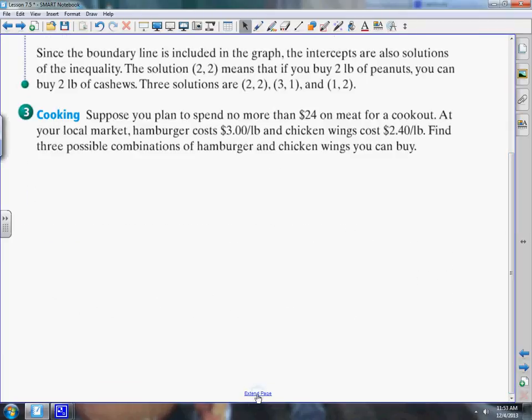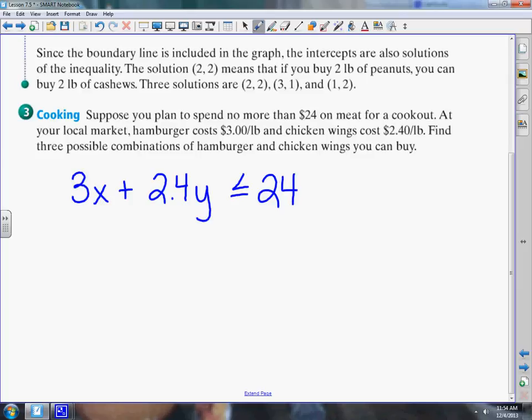Suppose you plan to spend no more than $24 on meat for a cookout. At your local market, hamburger costs $3 a pound and chicken wings cost $2.40. Find 3 possible combinations of hamburger and chicken wings you can buy. So, I have my equation. I'm going to have 3x plus 2.4y has to be less than or equal to $24.